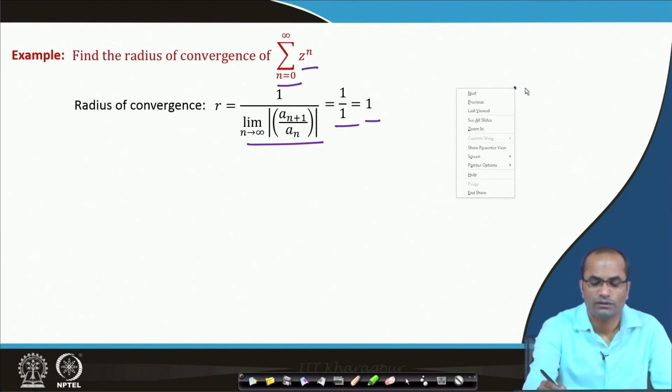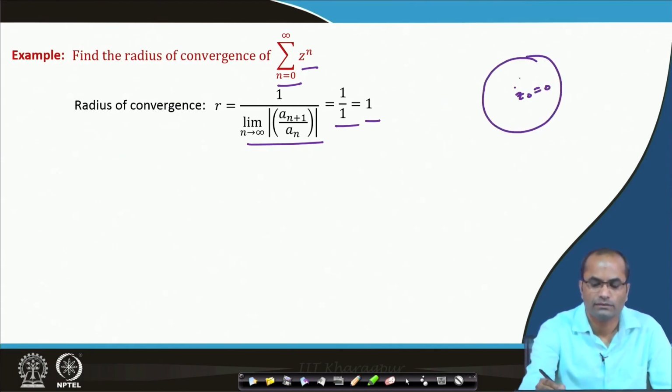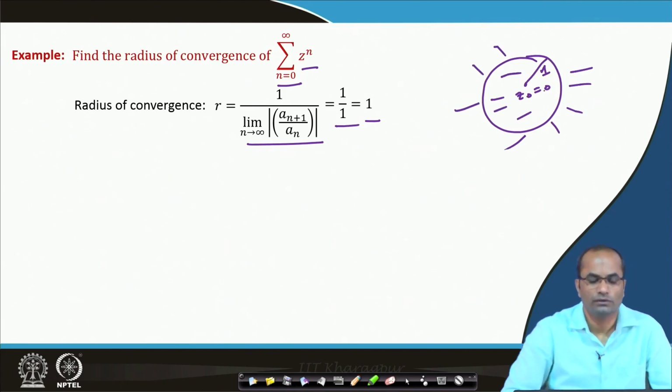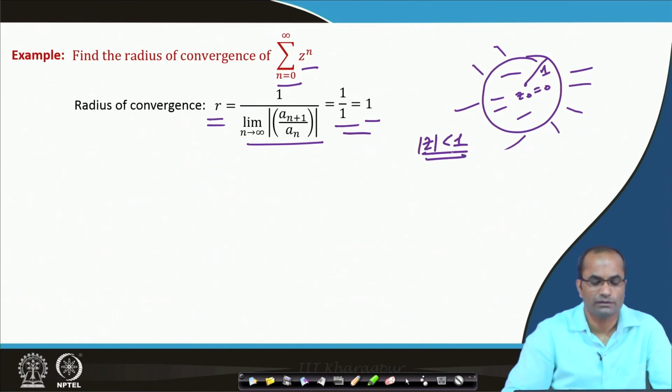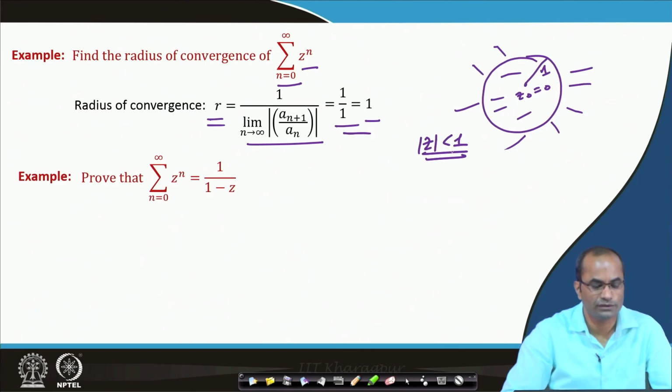So, if we talk about this point here, z 0 is 0, and then the radius of this circle here is 1. Outside this circle this series diverges, and inside the circle this series converges. This is what we know from the radius of convergence. So, that means for all z with modulus less than 1, this series converges. This is what we know from this direct calculation of the radius of convergence.